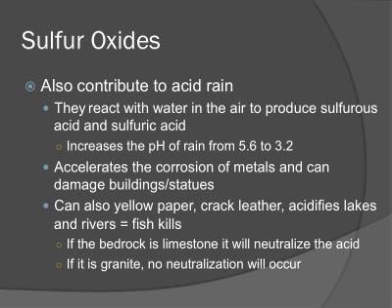Okay, another thing about sulfur oxides is they also contribute to acid rain. They react with water in the air to produce sulfurous acid, which can then be transformed into sulfuric acid. And this honestly decreases the pH of rain. Rain usually has a pH of about 5.6, which is already slightly acidic. Remember, 7 on the pH scale is neutral. So 5.6 is already acidic, and sulfur oxides can decrease the pH of rain all the way down to 3.2. That's a pretty significant change in pH.